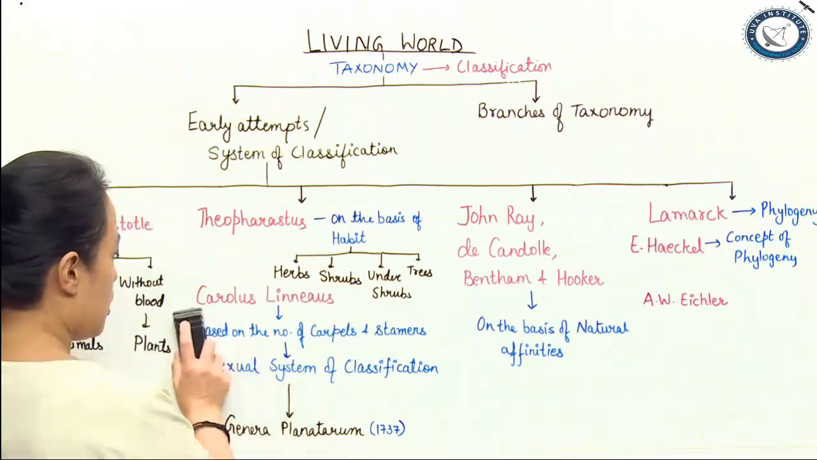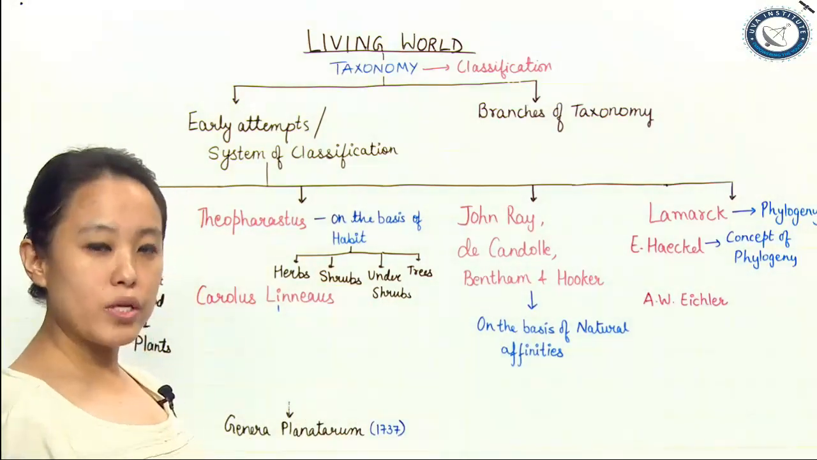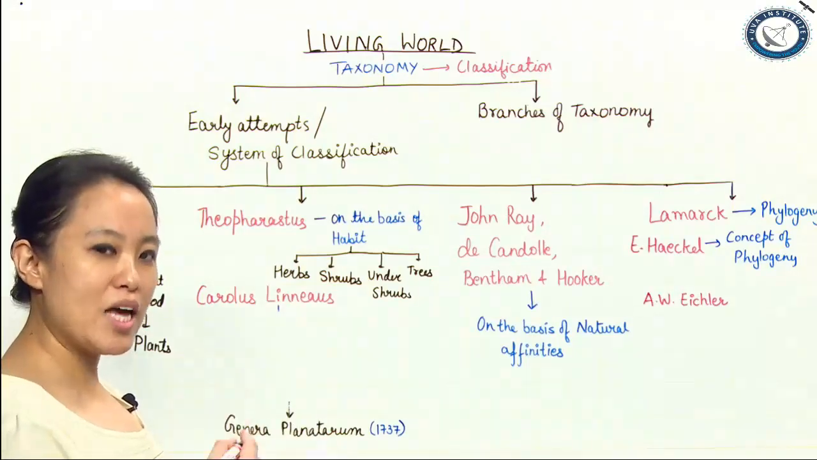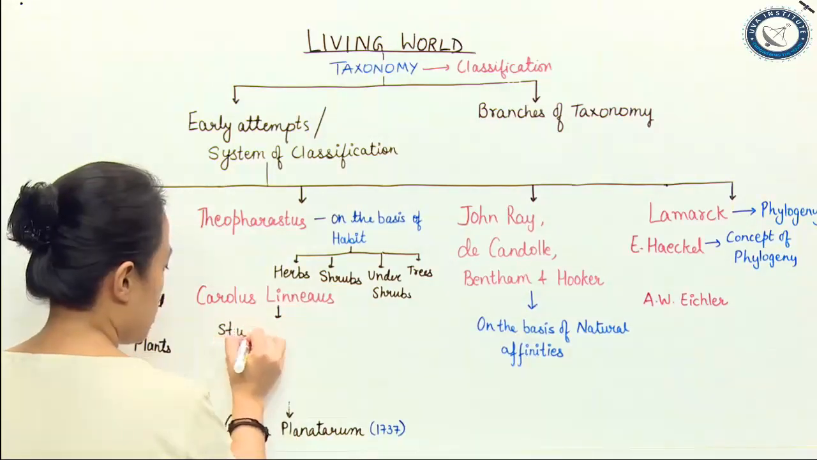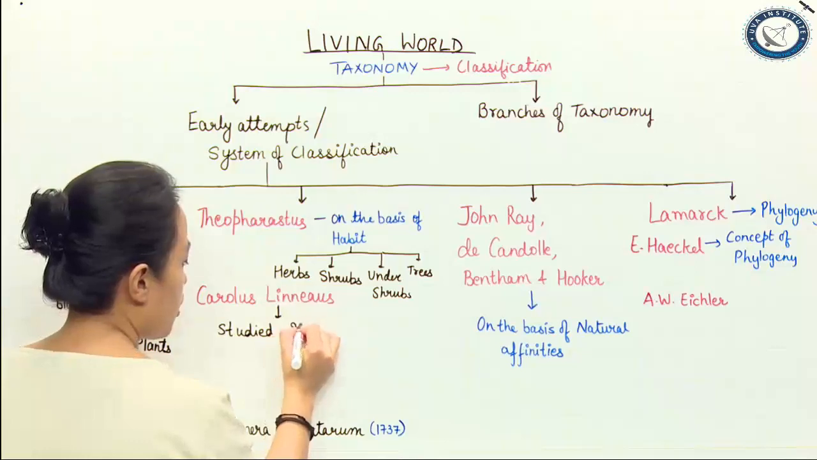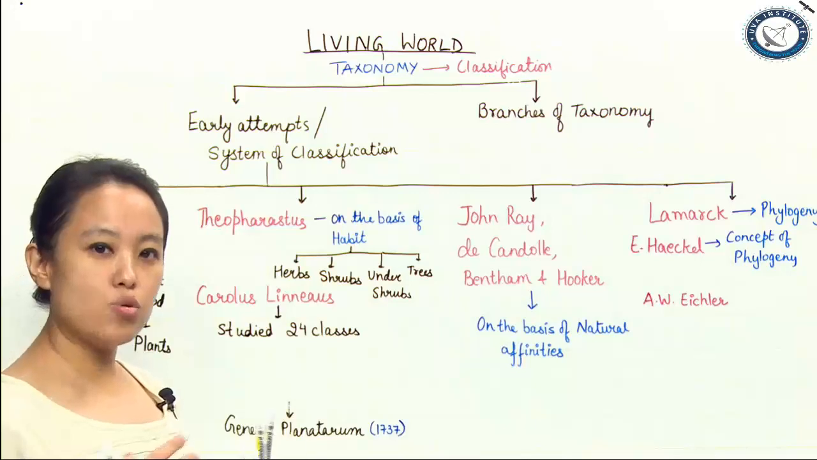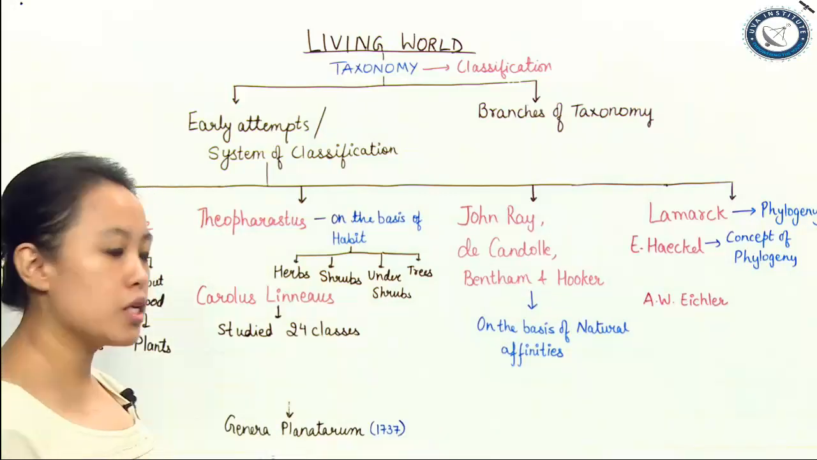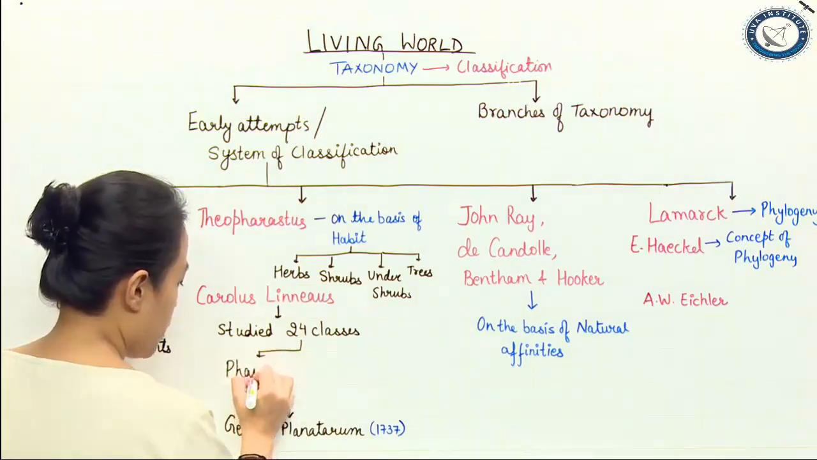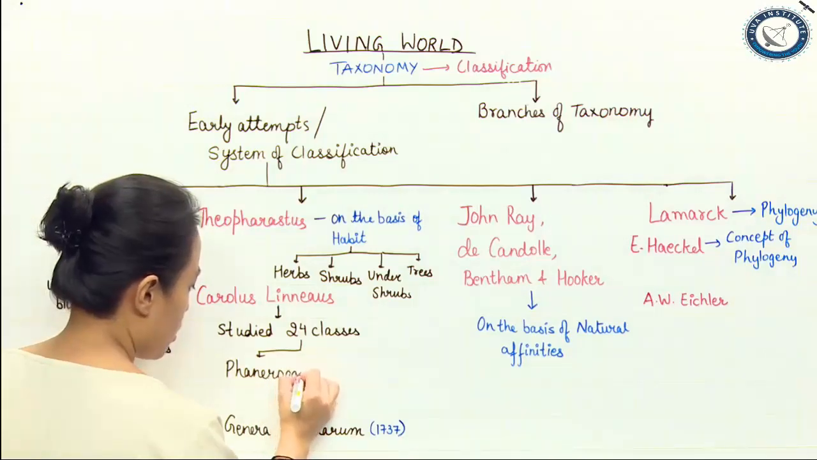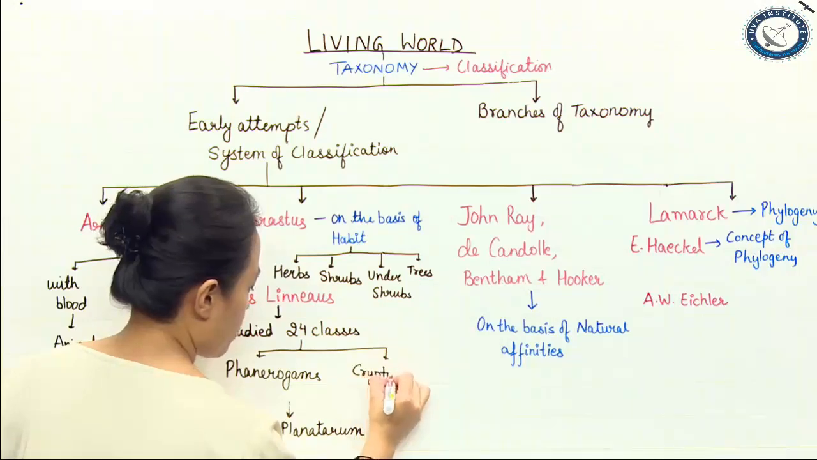Let me rub it off for you so that it will be easy for you to understand. Remember when I told you that yes, on the basis of number of carpels and stamens, when he was doing this, Carolus Linnaeus actually studied 24 classes of plants. Carolus Linnaeus studied 24 classes of plants, in which he concluded that yes, some of the classes belong to phanerogams and some of them are cryptogams.